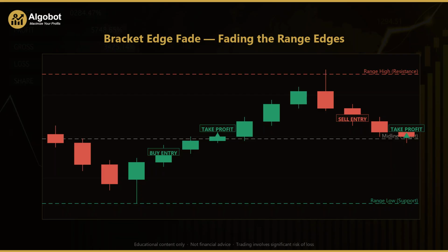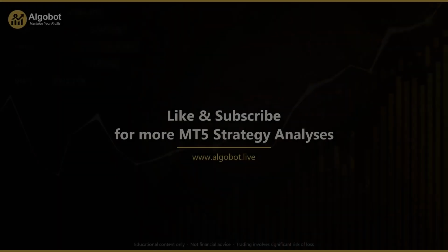So in both cases the pattern is identical. A probe of the edge, a rejection wick, a close back inside the bracket, and a ride back toward the middle. This is for educational purposes only, to show how the logic behaves. And that's bracket edge fade.